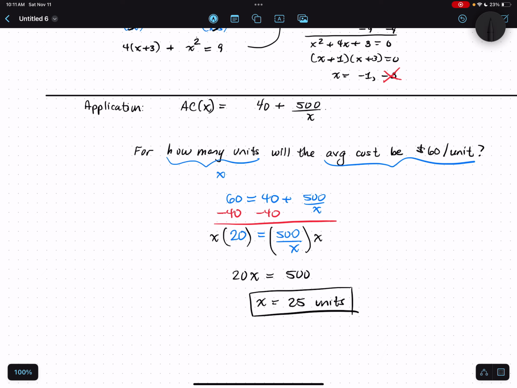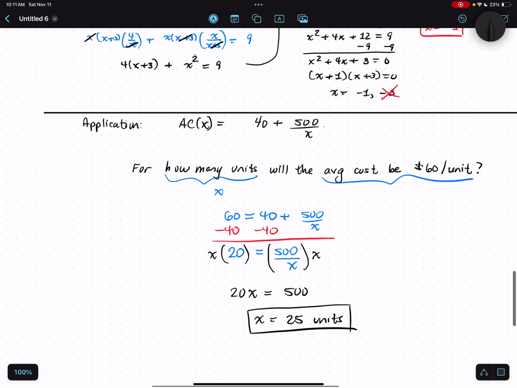Okay, so there's a little bit of an application of rational expressions for you as well, as far as solving equations go.